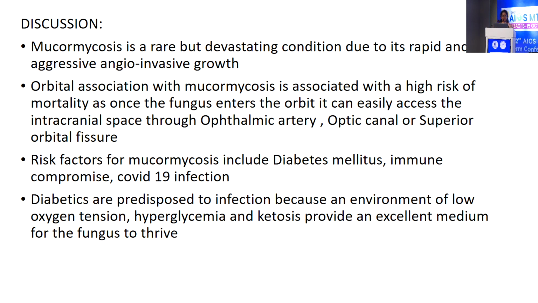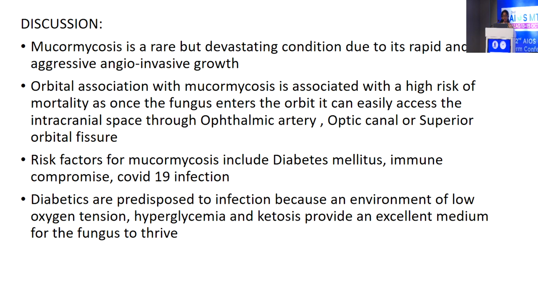Discussion. Mucormycosis is a rare but devastating condition due to its rapid and aggressive angioinvasive growth. Orbital involvement with mucormycosis is associated with a high risk of mortality, as once the fungus enters the orbit, it can easily access the intracranial space through the ophthalmic artery, optic canal or superior orbital fissure.